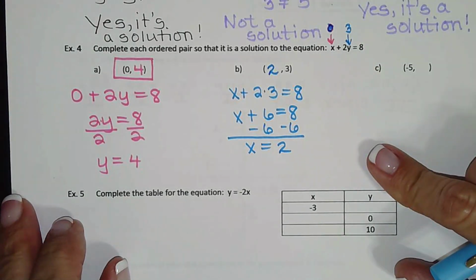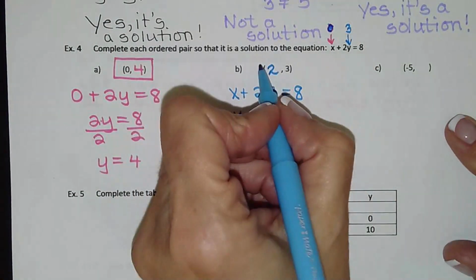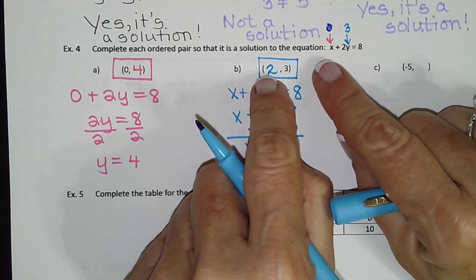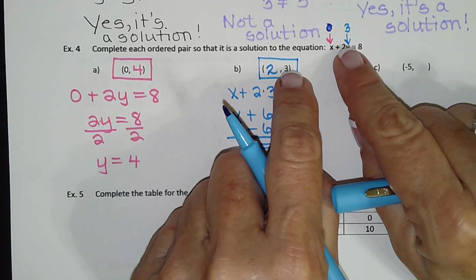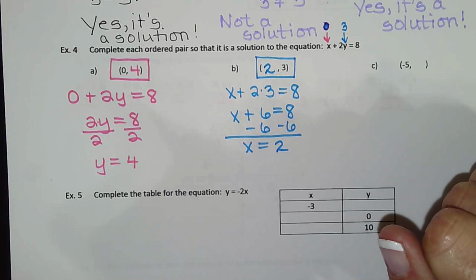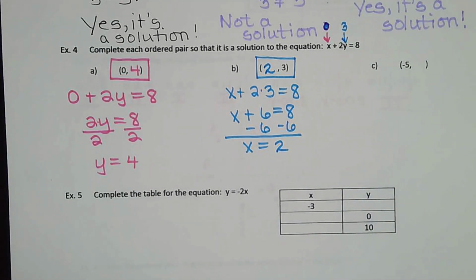And there we have it. There is our ordered pair, which is now a solution. And the cool thing is you can just check it in your head. 2 plus 6, yep, that's 8. So very easy to check. I love it when we can check equations. It makes the work so much easier because you can walk away and go, yes, I know I got this one right.